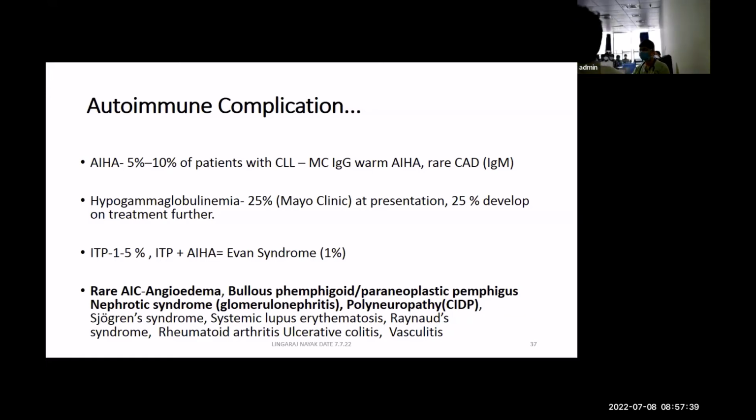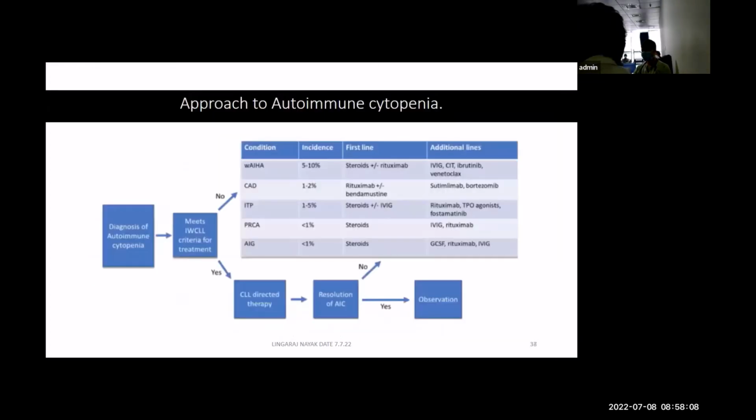ITP plus AIHA can be seen in a very small group of patients, called Evans syndrome. Now, there are certain autoimmune complications which are pretty rare, but we have seen a couple of cases. We have one case of a lady with angioedema. That's how she presented, and was diagnosed with CLL. Bullous pemphigoid, so they can present just the way somebody in the skin OPD presents with pemphigus vulgaris, nephrotic syndrome, CIDP. These are complications which are rare, but you will see them in your clinical practice.